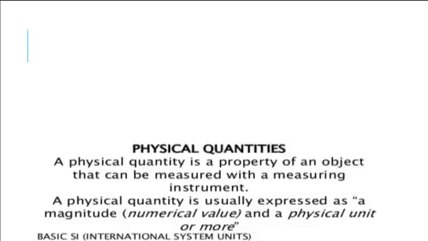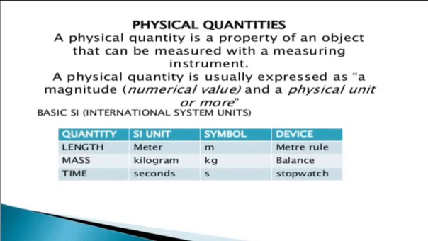1. What is a physical quantity, or what are physical quantities? Physical quantities are quantities whose property can be measured using measuring devices. Some examples are length, which can be measured with a meter rule, mass, which can be measured with a balance, and time, which can be measured with a stopwatch.